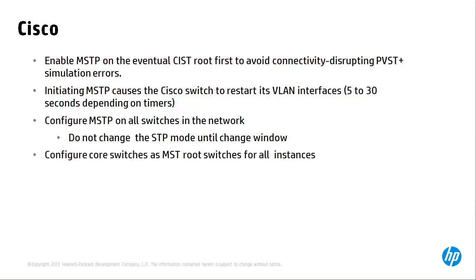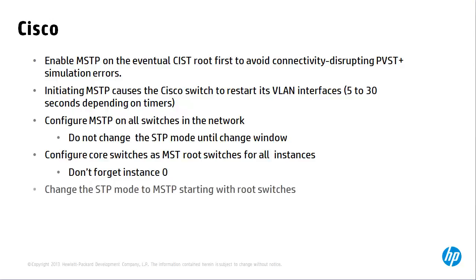Configure your core switches as multiple spanning tree root switches for all instances, and don't forget about instance 0. Change the STP mode to multiple spanning tree starting with your core switches and then change the mode on other switches. Don't make the mistake of changing the mode on your edge switches first because of the PVST simulation errors.